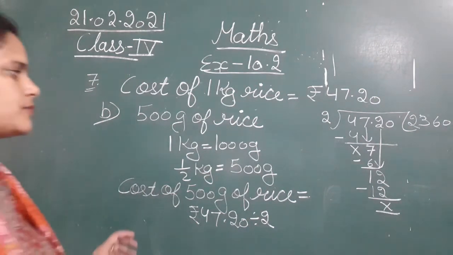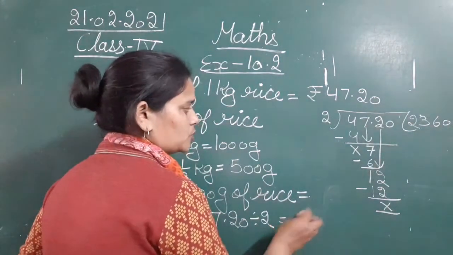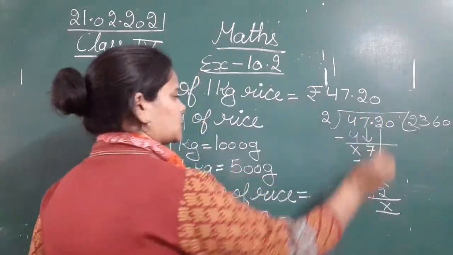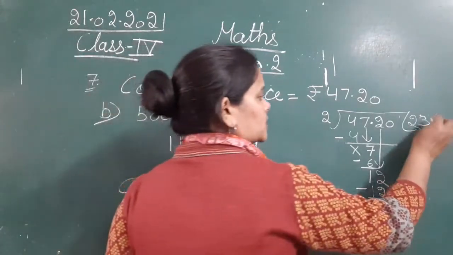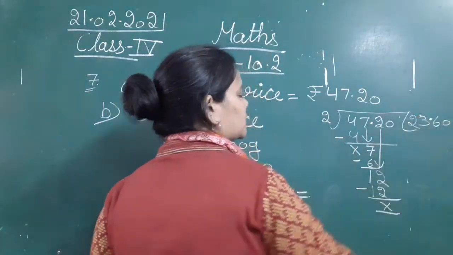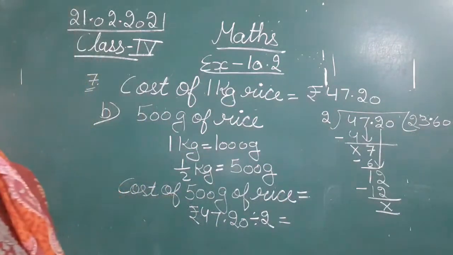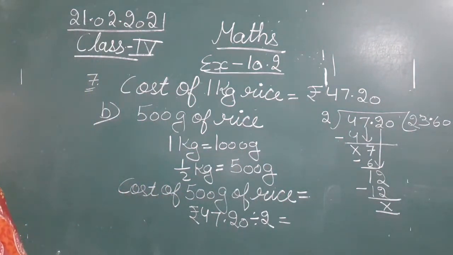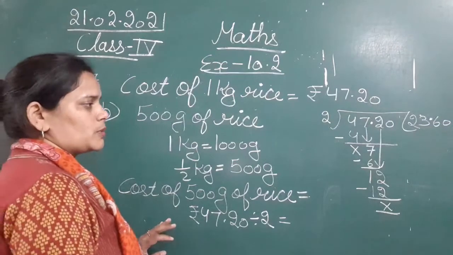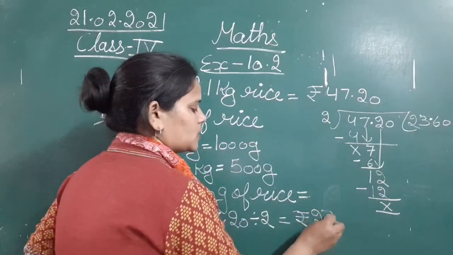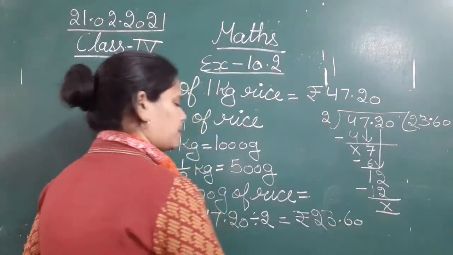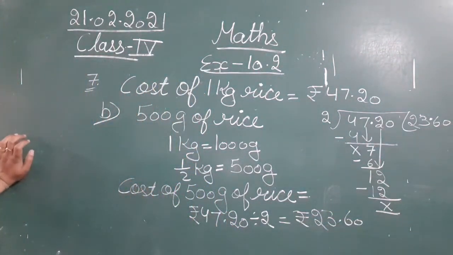देखिए, in the question after the decimal we are having 2 digits. So that means in the solution as well, by leaving the 2 digits at the back, we will put a decimal here. So that will be the cost of half kg or 500 gram of rice. Okay, so 47 rupees and 20 paise divided by 2 is 23 rupees and 60 paise. This is the cost of 500 gram of rice.